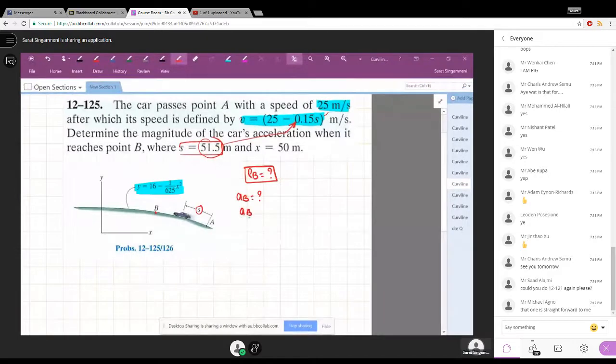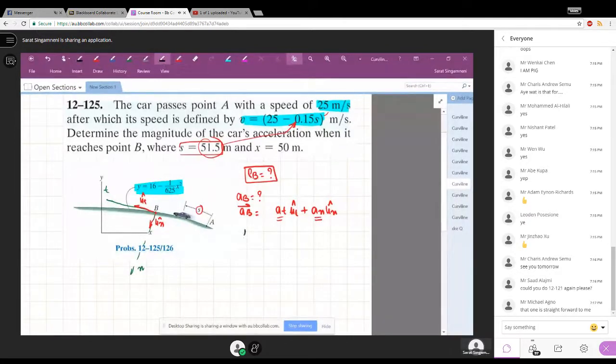a_B is made up of two components. So if you draw the tangential t axis and the normal n axis there, the unit vector along the tangential axis is u_t, and the unit vector along the normal axis is u_n, and the acceleration vector at B is equal to the tangential component of the acceleration at B times u_t plus the normal component of acceleration there times the u_n unit vector. So what is a_t and what is a_n?